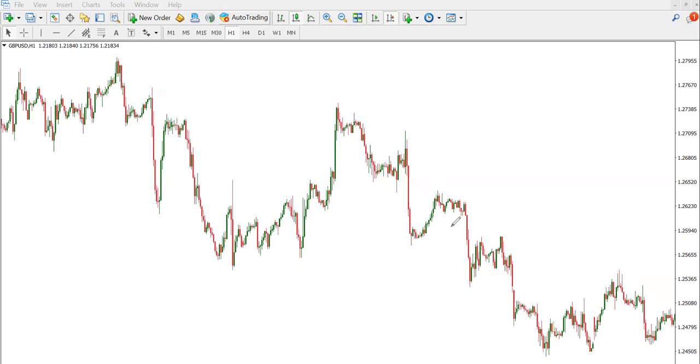Let's look at an example here. So we had an area of resistance there. We had an area of support there. So we went from resistance to support, back up to resistance, and then we broke support. And then when we go back up, this area now becomes a support area.